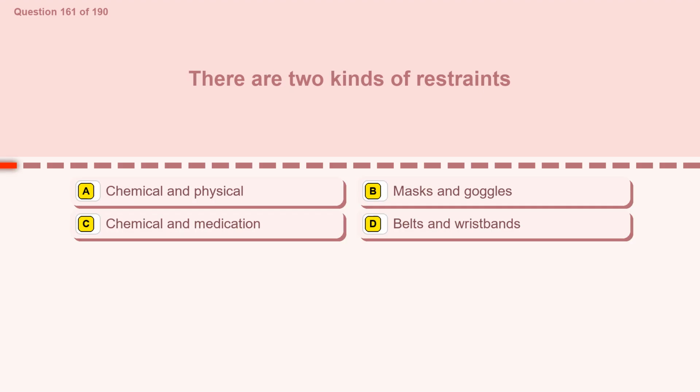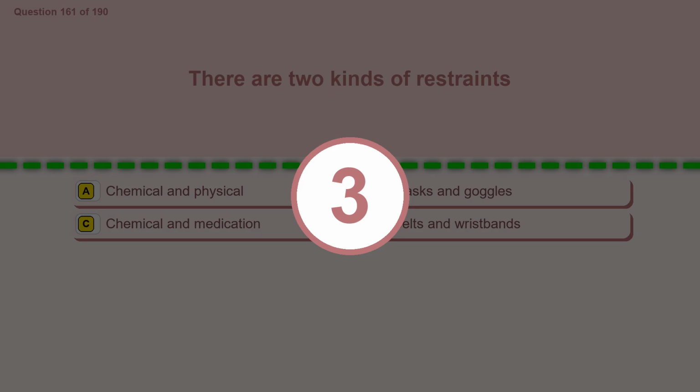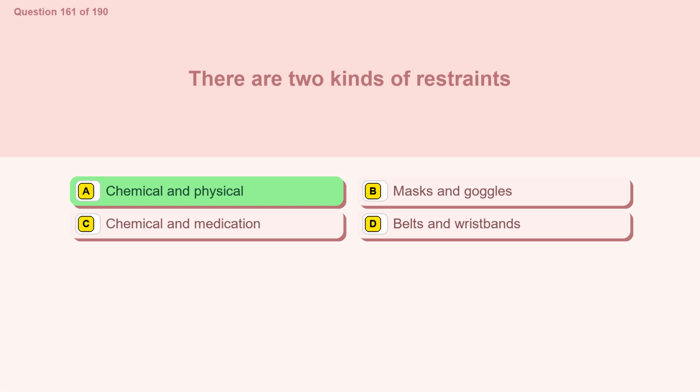Question 161. There are two kinds of restraints: Option A, chemical and physical. Option B, masks and goggles. Option C, chemical and medication. Option D, belts and wristbands. The correct answer is option A, chemical and physical.